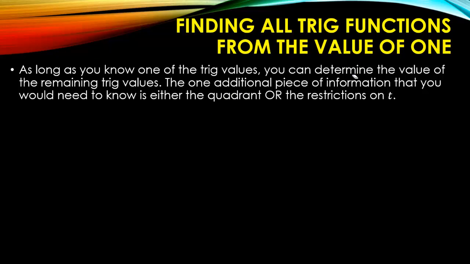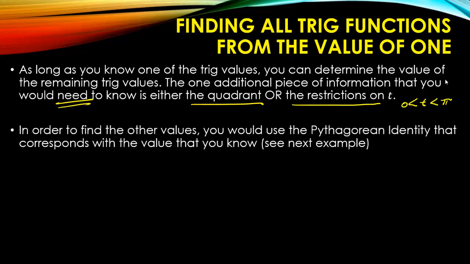The one additional piece of information you need is either the quadrant or the restrictions on t. For example, I might say t is between 0 and pi. That would help you narrow down what t is.